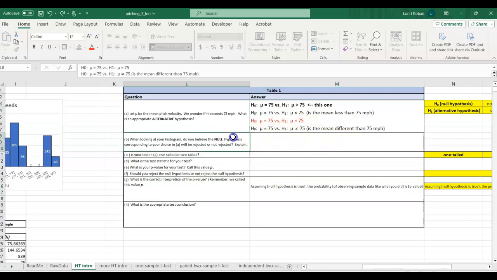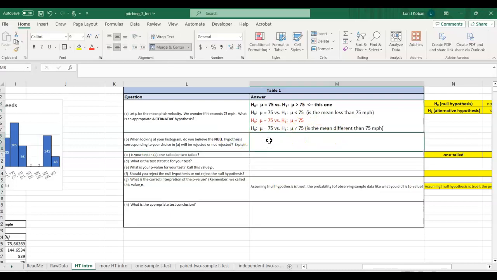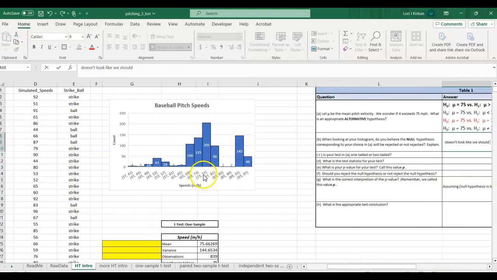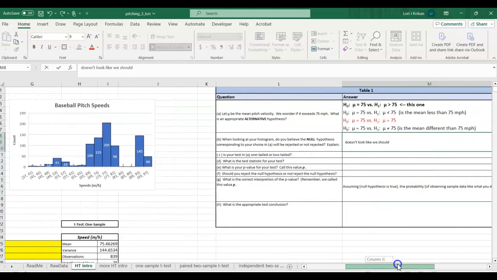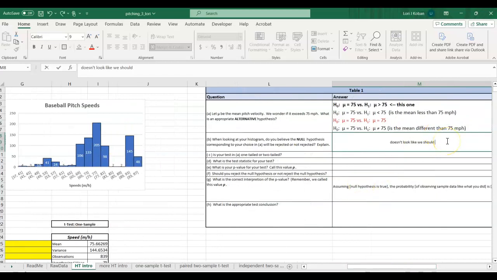So those are the hypotheses, and we already said it doesn't look like we should reject the null hypothesis. The null hypothesis says the mean is 75. And to me, it doesn't look like 75 is this crazy number. So I'm just going to say it doesn't look like we should reject the null hypothesis.